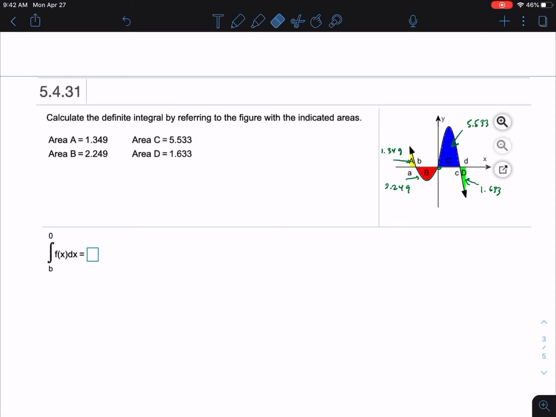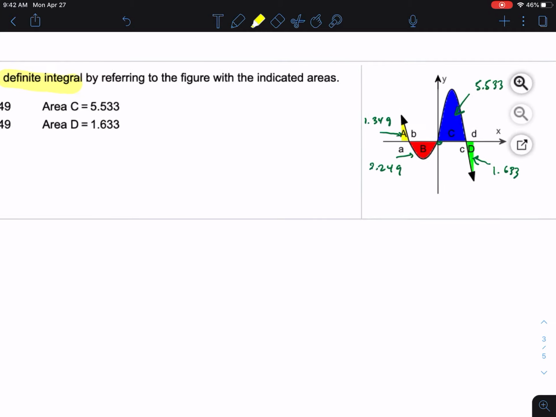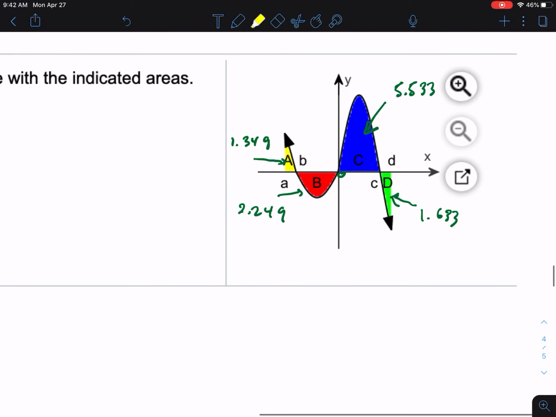definite integrals. So in the previous video, we talked about how a definite integral is just another word for the area under the curve between two limits, two x values. So in this example, we have a graph of f of x. This is the f of x graph here, and we have four shaded regions between the graph. We have region A, B, C, and D.